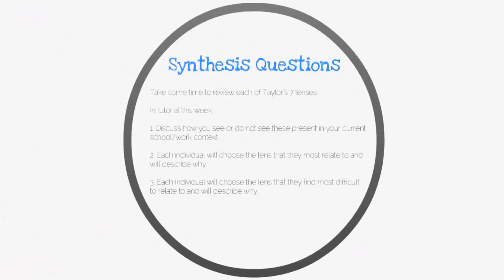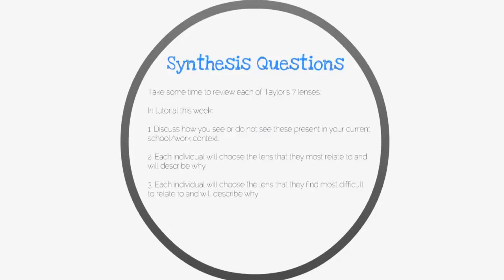Synthesis questions for this video. Take some time to review each of Taylor's 7 lenses, and in tutorial this week, discuss how you see these present in your current school or work context. You might see some of them or none of them. See which ones that you observe.